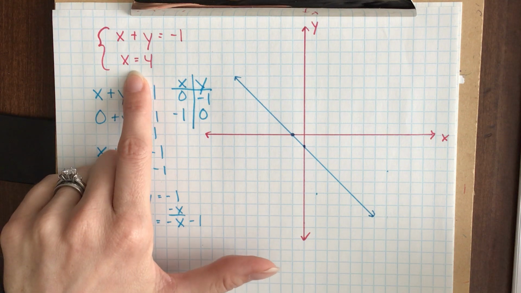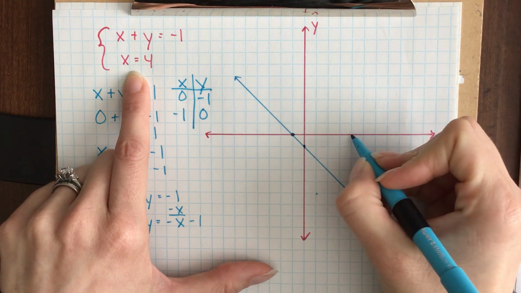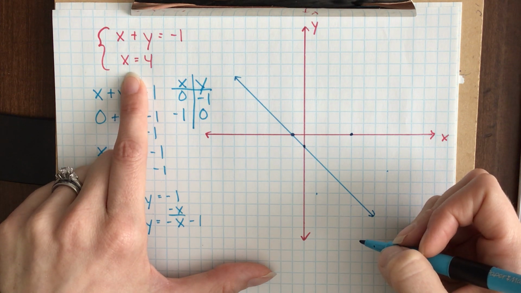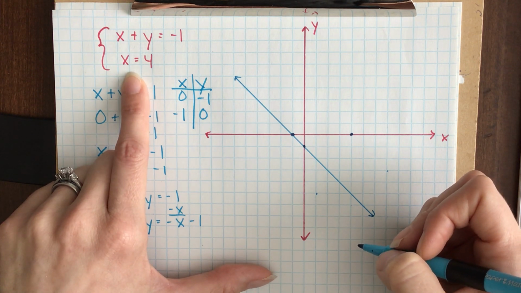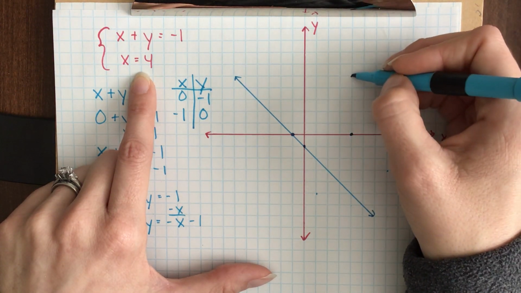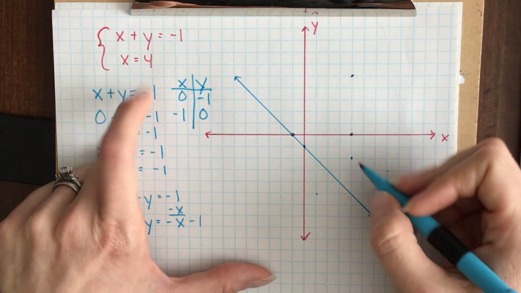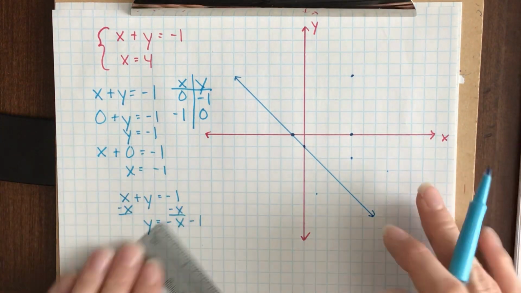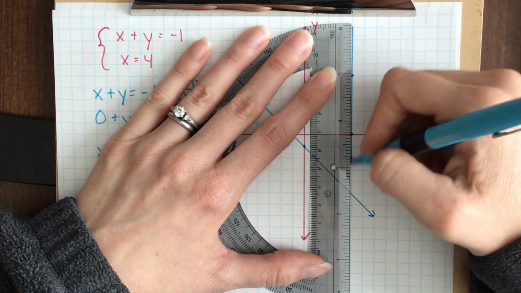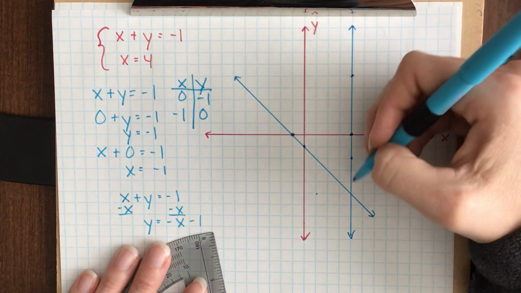Next, x is equal to 4. Now, if x is equal to 4, let's find where x is equal to 4. It's right here. Now, if y is 5, it doesn't matter. X will be 4. So if y is 5, 1, 2, 3, 4, 5, x will be 4. If y is -2, x is going to be 4. It doesn't matter what y is, x will always be 4. So you end up with this vertical line. And this line is every point where x is equal to 4.